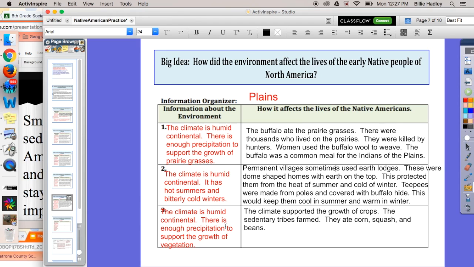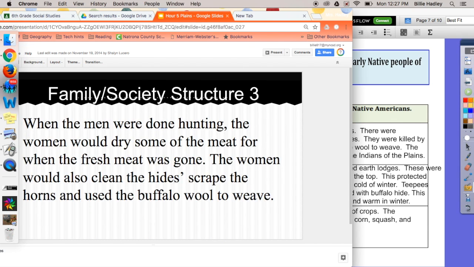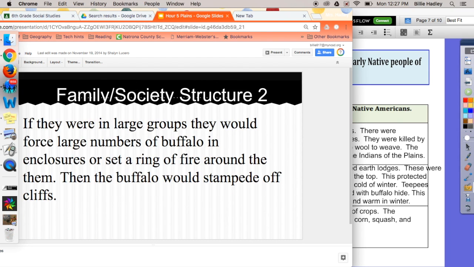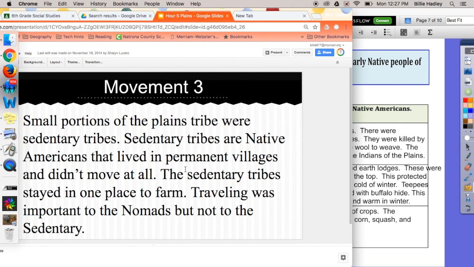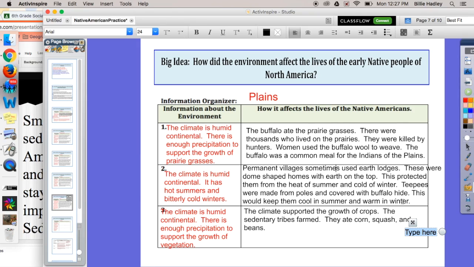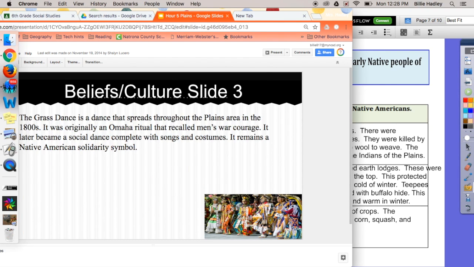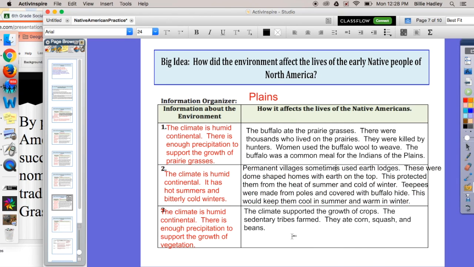And then I went to the presentation that I was using, and I found information. So it talked about them eating corn, squash, and beans, so that we know they have to farm. And it says that the sedentary tribes, the ones that didn't move, farmed. So that's the detail I added, that the climate supported the growth of crops. Because if it was too cold or if the soil wasn't good, they wouldn't be able to plant these things. So I put that the sedentary tribes farmed, and they ate corn, squash, and beans. There was additional information I could have added in, but for now, that is good enough.